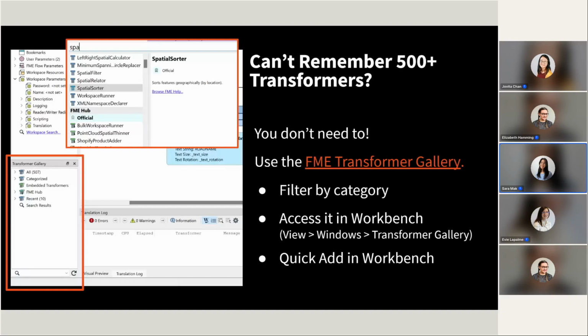And on the bottom left-hand corner of any reader, writer, or transformer, there is a help button, and that will take you straight to the documentation. So we really hope that these tools can save you from feeling lost when building your workspace or trying to figure out what transformer you should use next. And with that, I'm going to hand it over to Evie again to show you all how to handle schema drift.